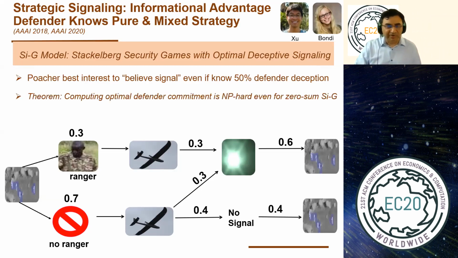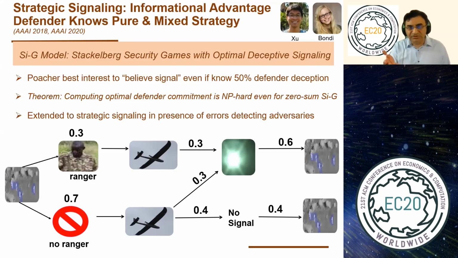We can show, when we are trying to compute an optimal defender strategy, with multiple rangers and multiple drones to commit to in a national park, that this is an NP-hard problem even for zero-sum games. In recent work, we have extended the strategic signaling to the presence of errors, when there are errors in detecting adversaries. So this is a paper at EC'20, but remains an important area for future work.